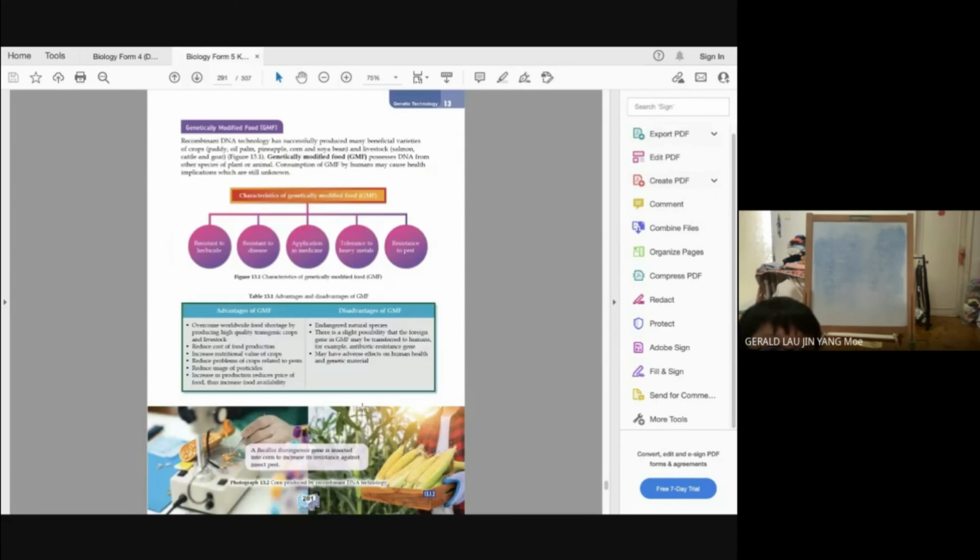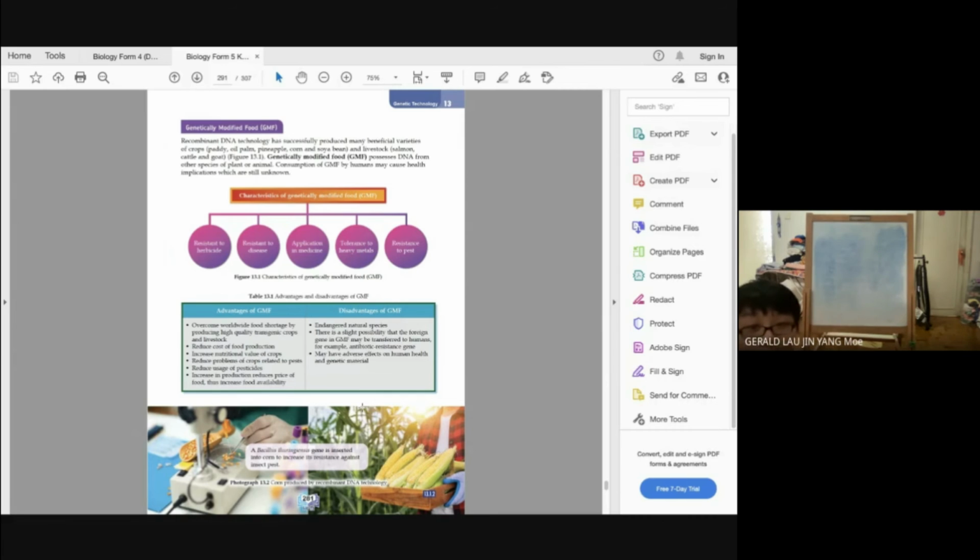For food, we call it GMF, genetically modified food. Here are a few advantages and disadvantages. Advantages are of course resistance to herbicide, resistance to disease, application in medicine, tolerance to heavy metals, and resistance to pests. Because you have high quality and resistance to disease, you can prevent food shortages, reduce the cost, increase the nutritional value, reduce usage of pesticide, and increase production because it's more resistant and also more reproductive.